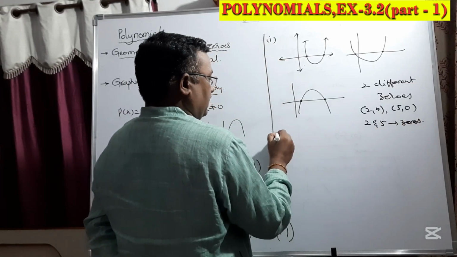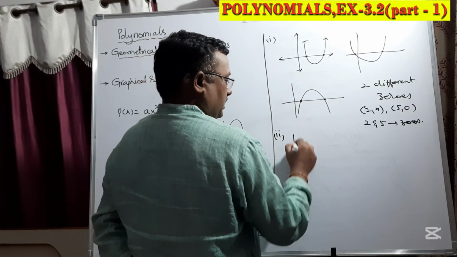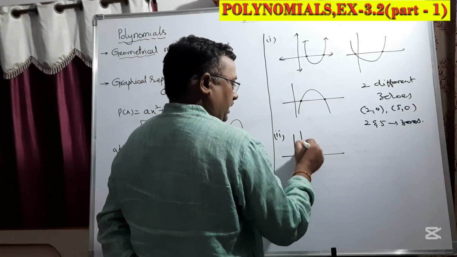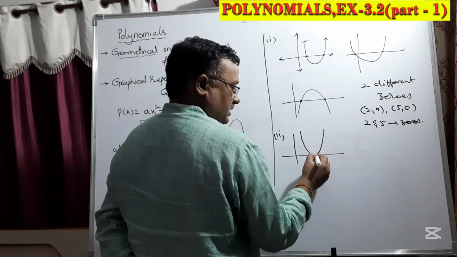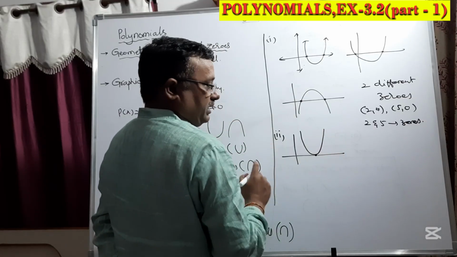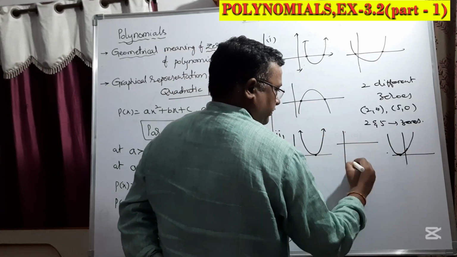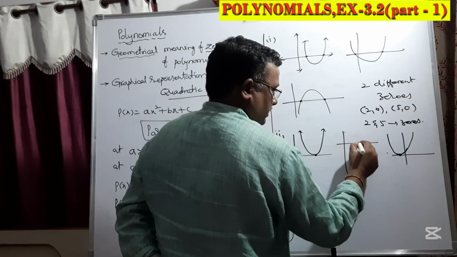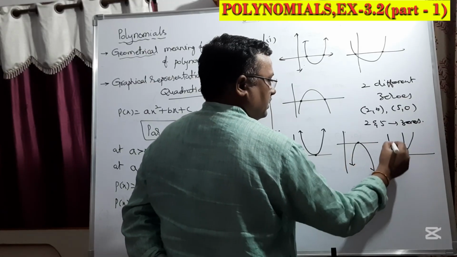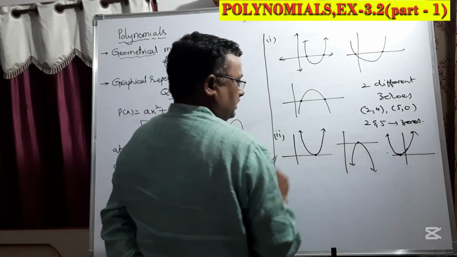Like that. Second type, in the Cartesian system, if the parabola is touching the x-axis at one point, this model, or like this, intersecting at one point, parabola. This one also parabola. This one also parabola.